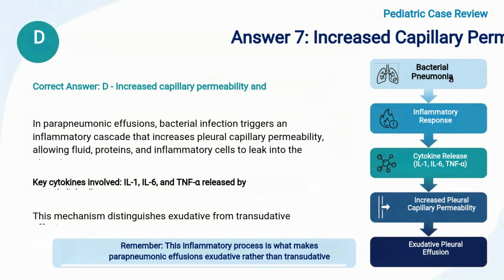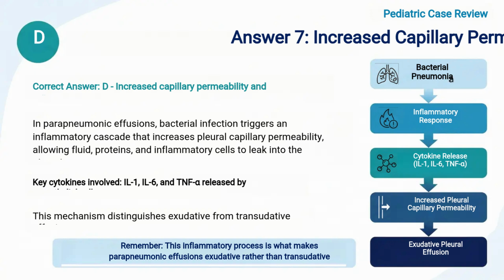In parapneumonic effusions, bacterial infection triggers an inflammatory cascade that increases pleural capillary permeability, allowing fluid, proteins, and inflammatory cells to leak into the pleural space. The key cytokines involved are interleukin-1, interleukin-6, and tumor necrosis factor alpha, released by mesothelial cells lining the pleural surface.